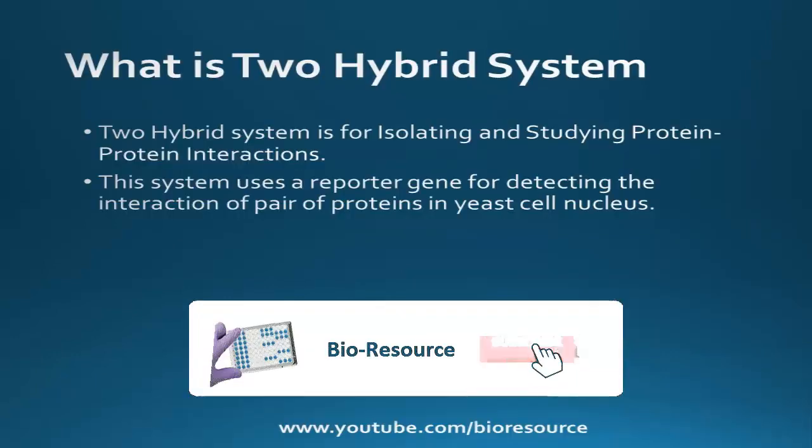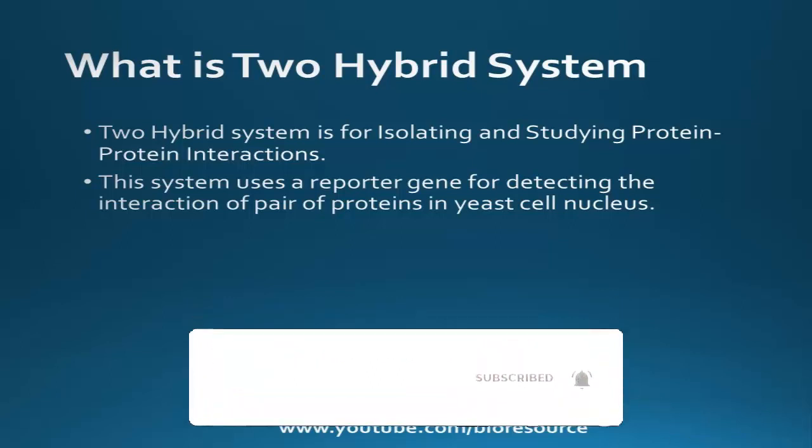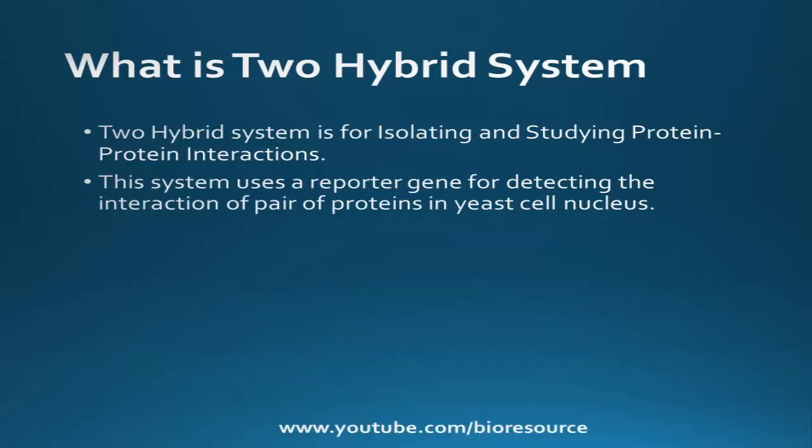Yeast-2 hybrid system uses a reporter gene to detect the interaction of a pair of proteins inside the yeast cell nucleus. In the yeast-2 hybrid system, the interaction of the target protein with another protein will bring about a transcriptional activator, which then switches on the expression of the reporter gene. The yeast-2 hybrid system makes use of the modular nature of gene activator proteins. These proteins bind to the DNA and activate the transcription of the gene.